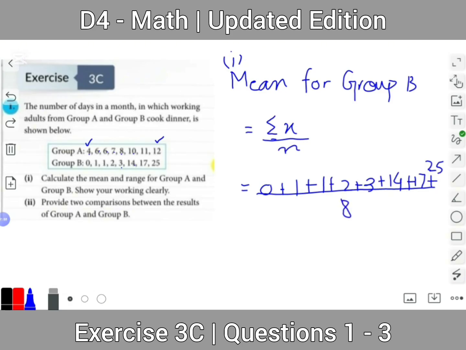Now after adding up the data values, we will get 63 divided by 8, and if we divide it by 8, then we will get approximately 7.875 days.